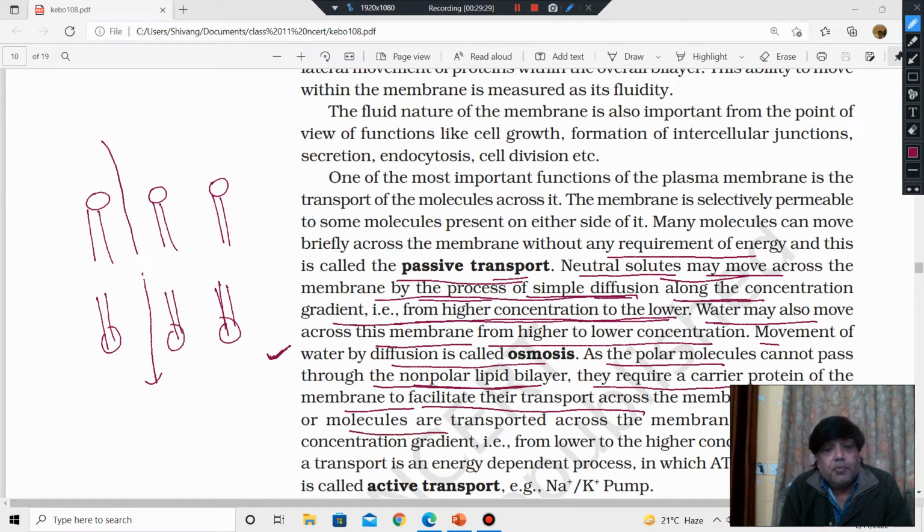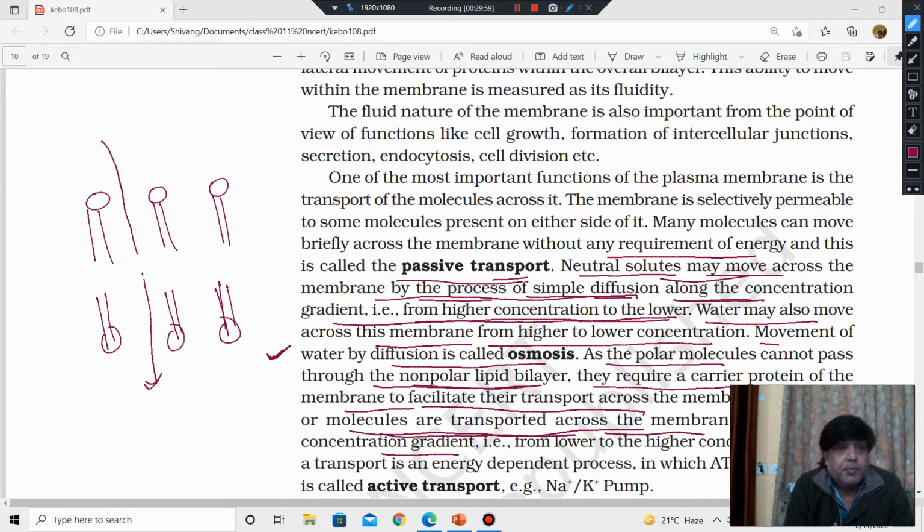A few ions or molecules are transported across the membrane against their concentration gradient, from lower to higher concentration. Such a transport is an energy dependent transport, and in this process ATP is utilized. It is called active transport.